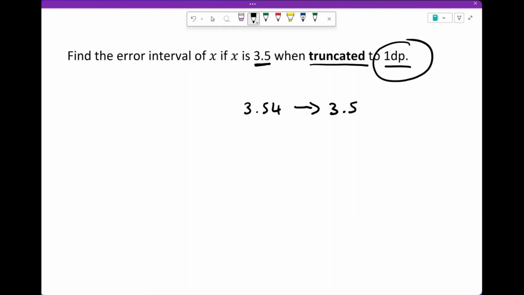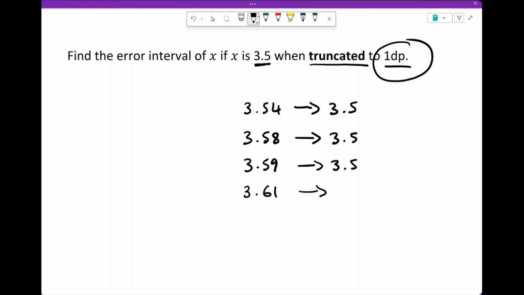Now, let's consider the upper bound first. Can I beat 3.54? Can I get a higher number? Well, 3.58 truncates to 3.5, so that's fine. Can I go higher? 3.59 truncates to 3.5. Can I get higher than that? That would be 3.61. If we truncate that to 1 decimal place, we just get 3.6. So it seems we've gone too high. If we go to 3.6, that's just going to truncate to 3.6. So we need to go below 3.6.